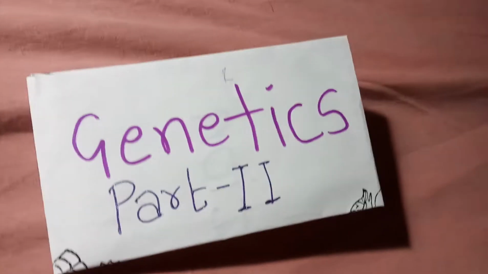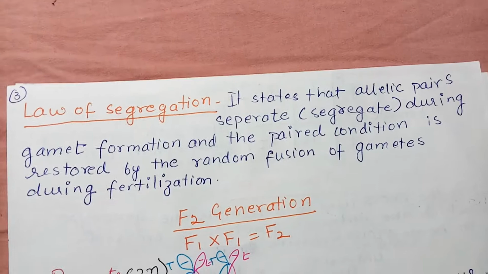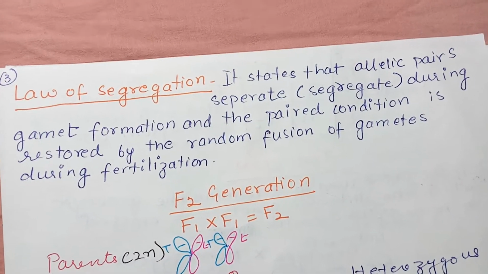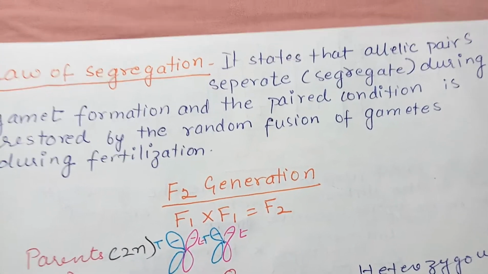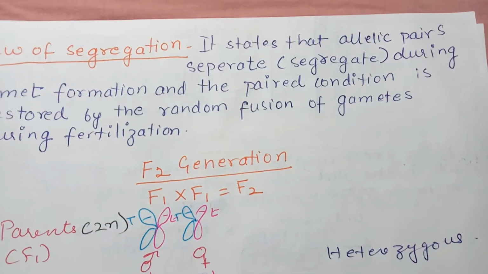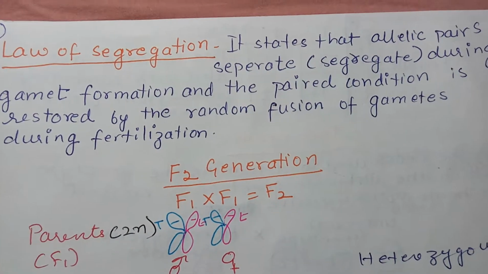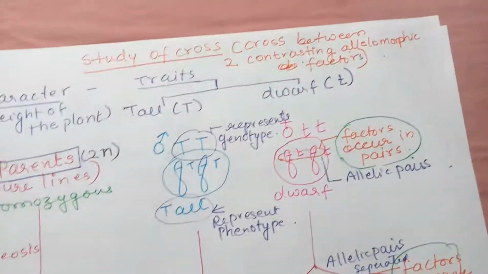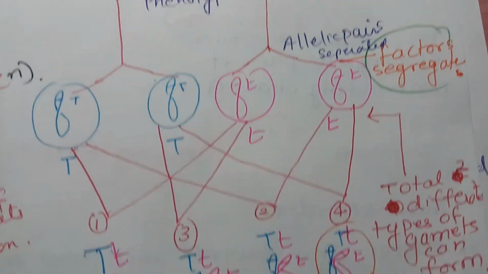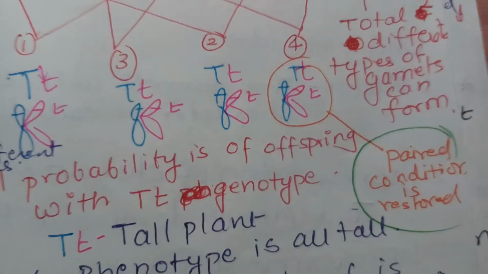Okay. Next is the law of segregation. It states that the allelic pairs separate or segregate during gamete formation, and the paired condition is restored by random fusion of gametes during fertilization. So here we have seen that the factors get segregated, and again the paired condition is restored during fertilization.